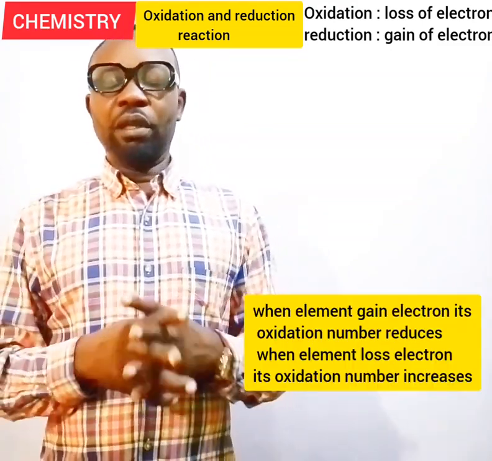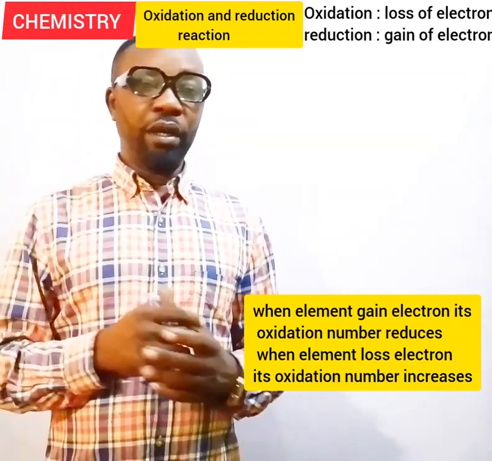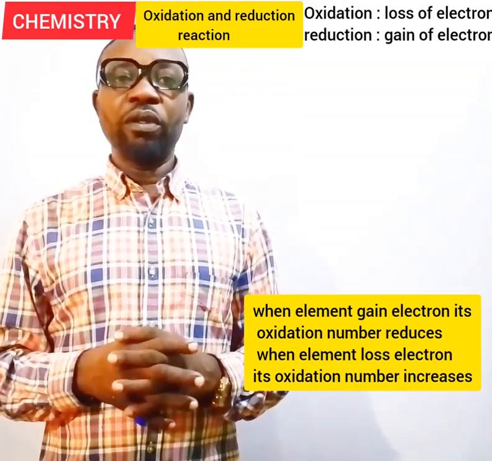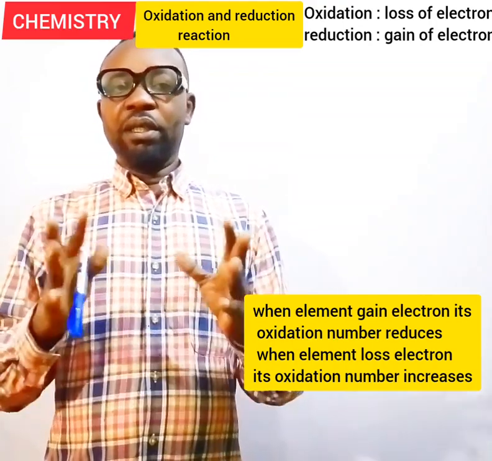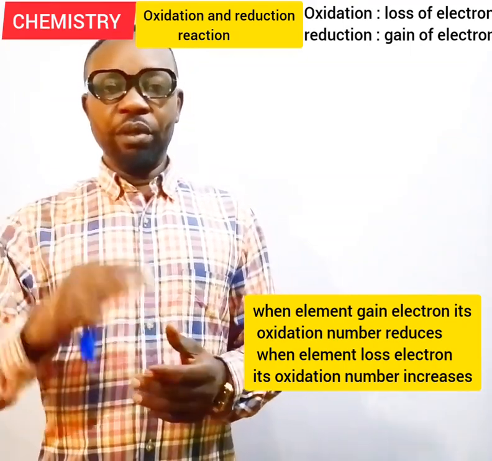Now, I want you to take note of this. When an element loses an electron, its oxidation number will increase. Take note of that. That is very, very important. And when an element gains an electron, its oxidation number will be reduced.